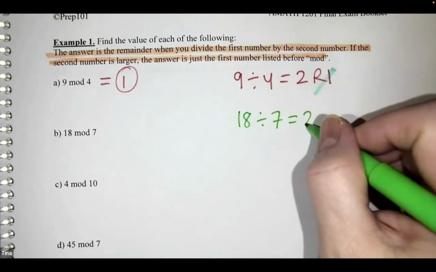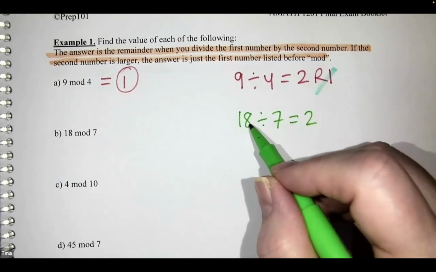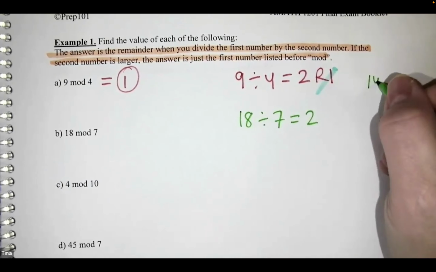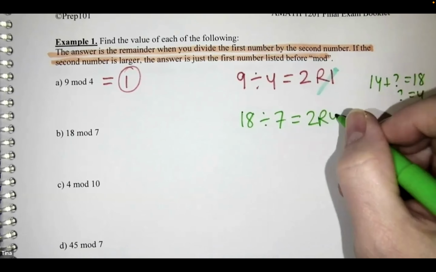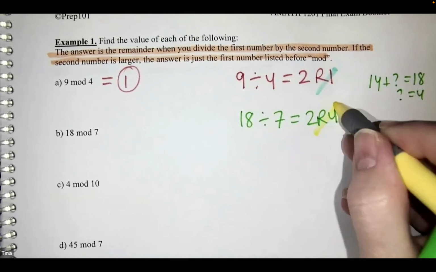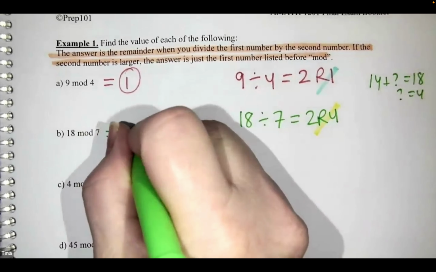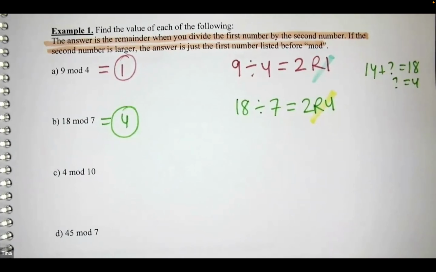Well, 2 sevens is 14. 14 plus what takes us to 18? Well, I need 4 more. So our remainder is 4. So my answer to 18 mod 7 is the remainder, which is 4.